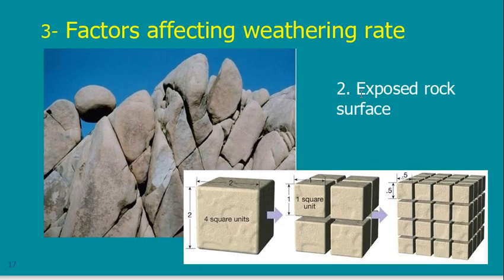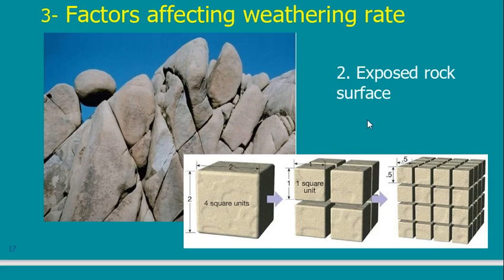The other thing is called the exposed surface. Imagine that you have a block like this, 2 by 2. What is the time needed for it to weather? It will be very big. But if this piece of rock is divided into 8 pieces, what will happen? It will take less time. If it is divided into more pieces, it will take less and less time, and so on. So cracking in rock helps in increasing the exposed surface, and because of this, weathering will happen quicker.